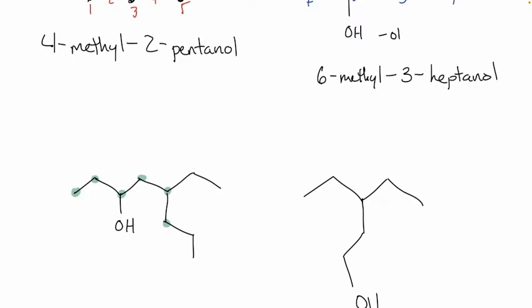So it's very tempting to just always do the ones that are sitting in a row. But this would mean my parent chain has 1, 2, 3, 4, 5, 6, 7 carbons. And if I went the other way, I would have 1, 2, 3, 4, 5, 6, 7, 8. So I have to choose that longest continuous set of carbons.